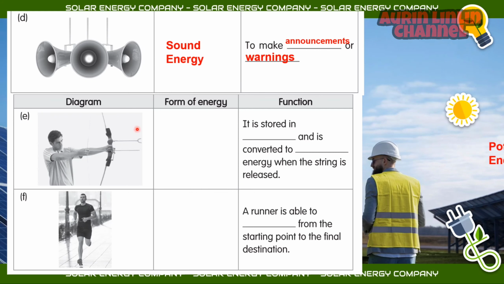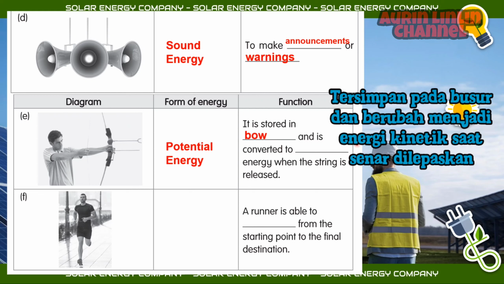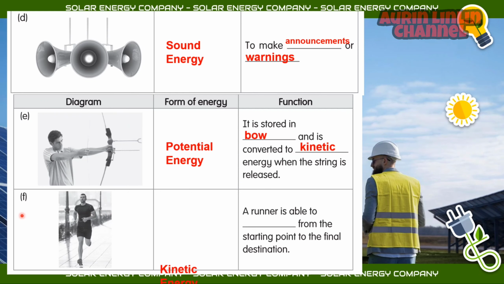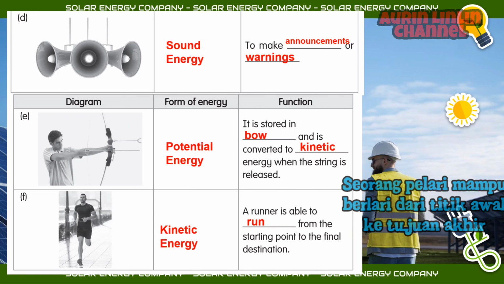Picture E. The form of energy is potential energy, and the function is it is stored in bow and is converted to kinetic energy when the string is released. Picture F. It is kinetic energy. A runner is able to run from the starting point to the final destination.